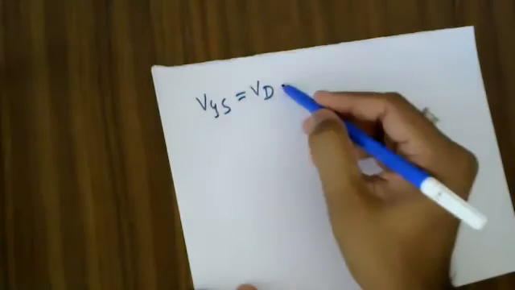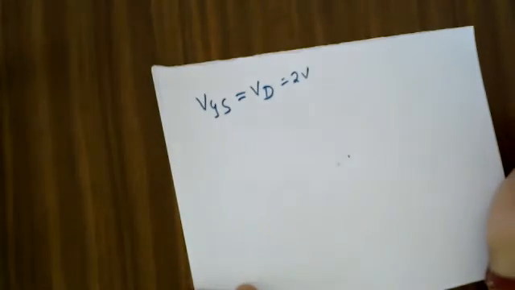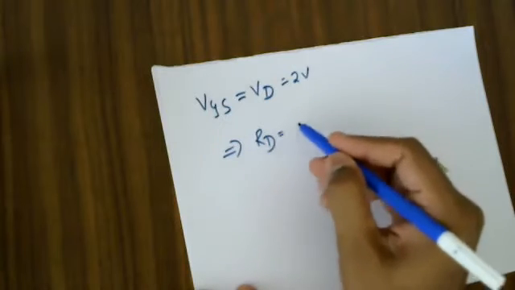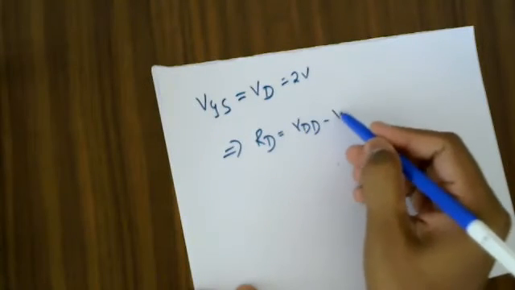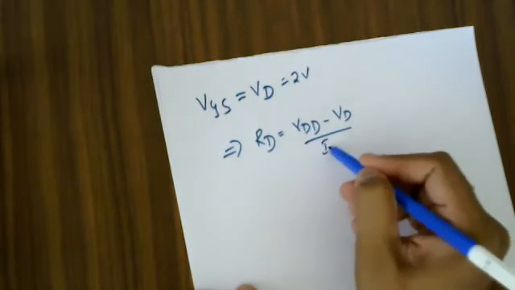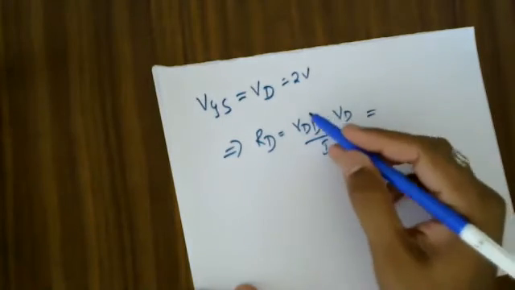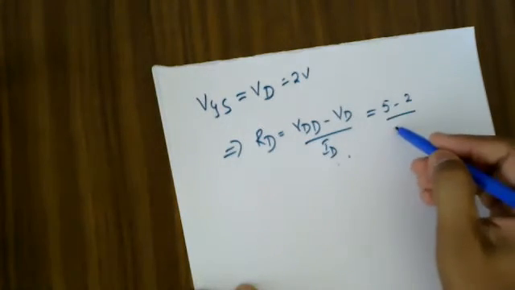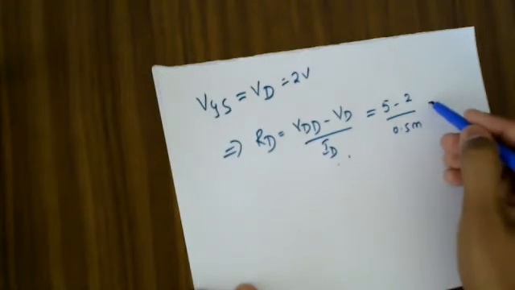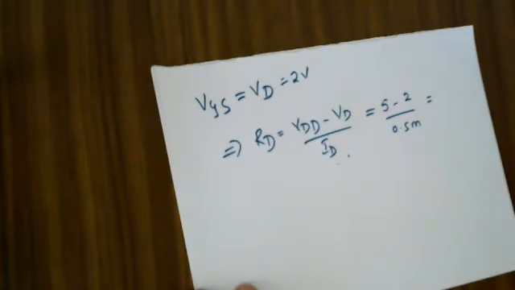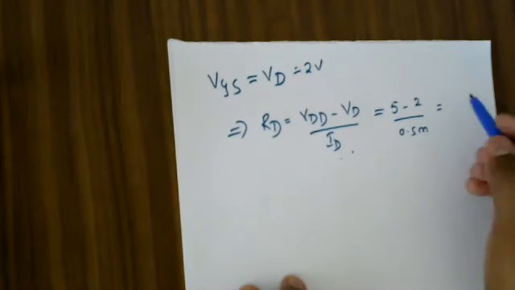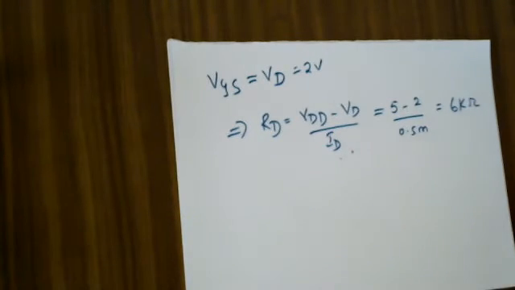So it means what now? The VD is also equal to 2 volts. So this implies, what's the value of RD now? It is VDD minus VD divided by ID. What's the value of VDD? It is 5 volts minus the value of VD, 2 volts, divided by 0.5 milli. Then what's this answer? The value of RD is going to be 6 kilo ohms.